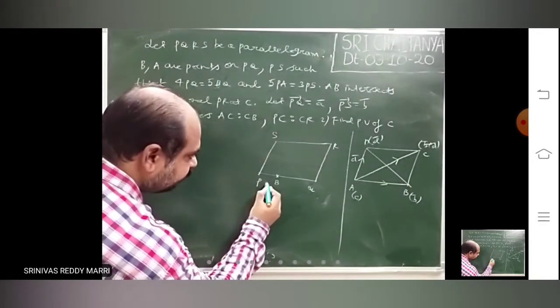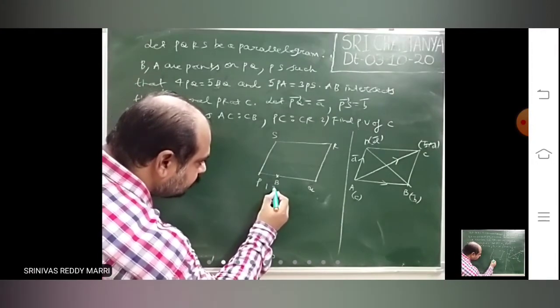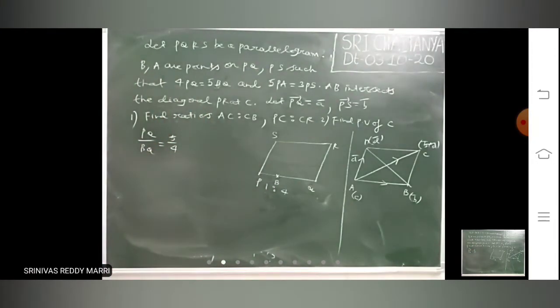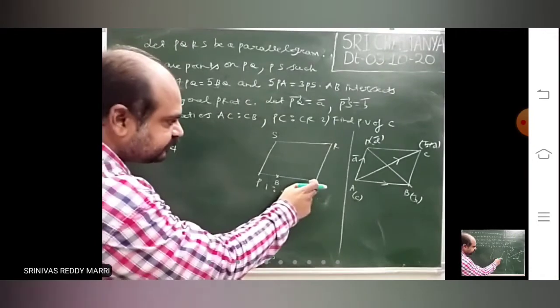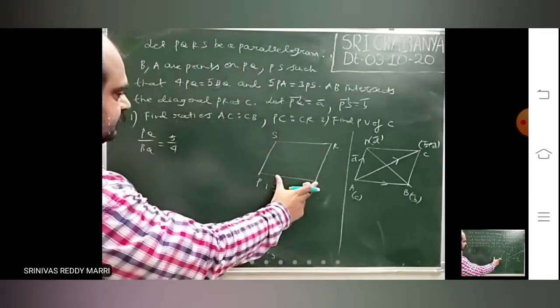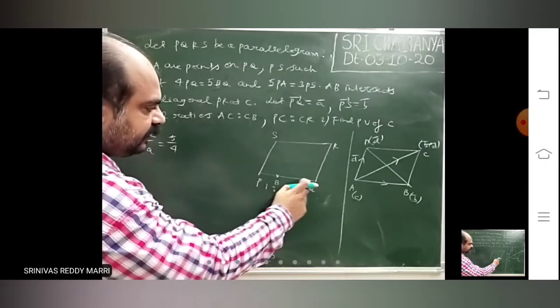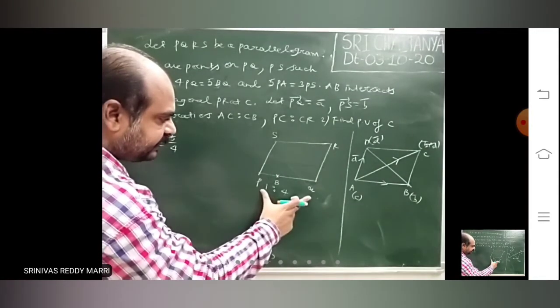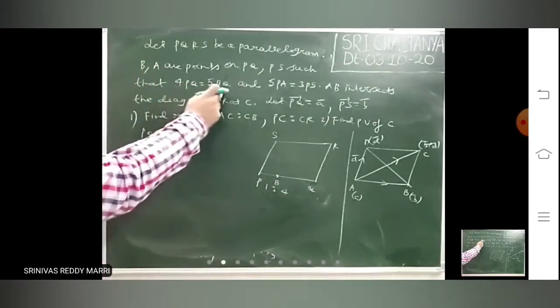So that means this will divide in the ratio 1:4. That is the meaning. PQ is 5 parts, BQ is 4 parts. Then PQ is what? 1:5 parts, BQ is 4 parts, like that.